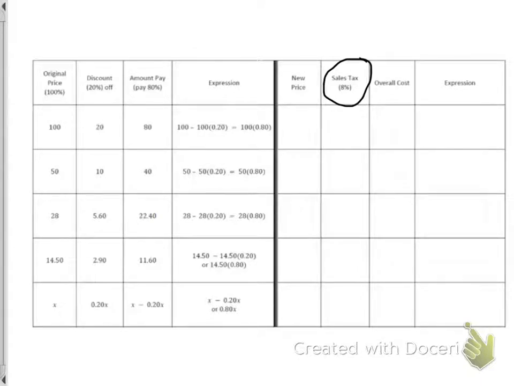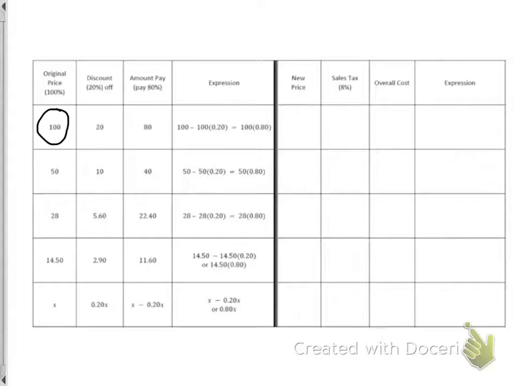Well, anyway, in this case, we're going to apply a sales tax rate of 8%. So what that means is that when you go to the store and you purchase something, and this is not for all items, but for many items, a sales tax of 8% is added on. So in our case right here, let's just go ahead and do this first one.